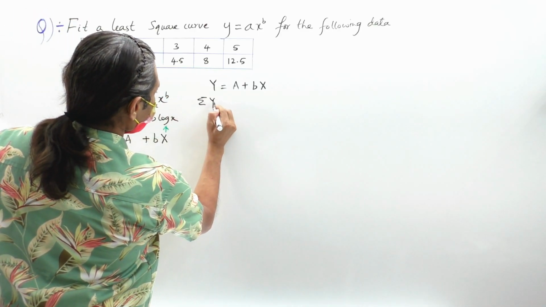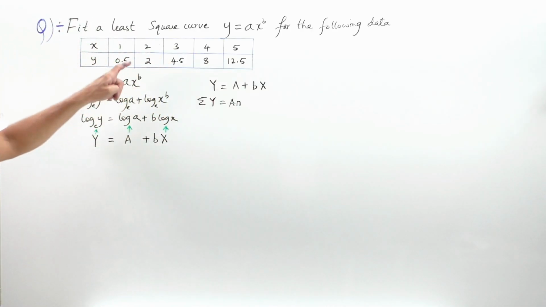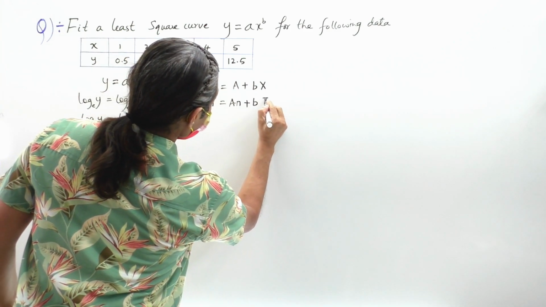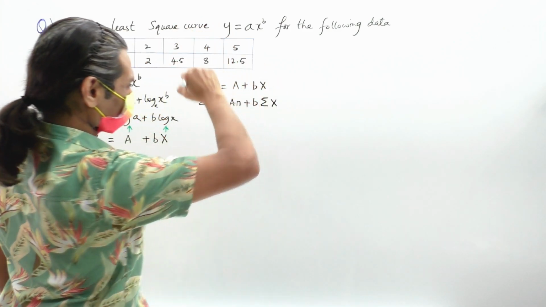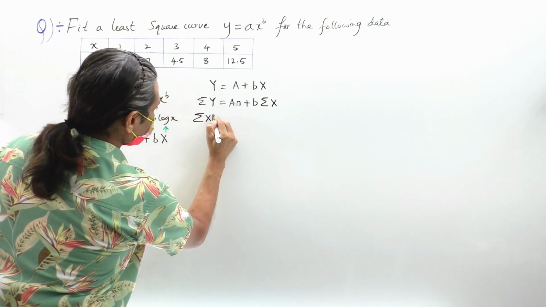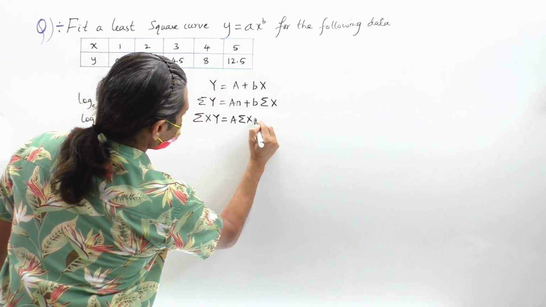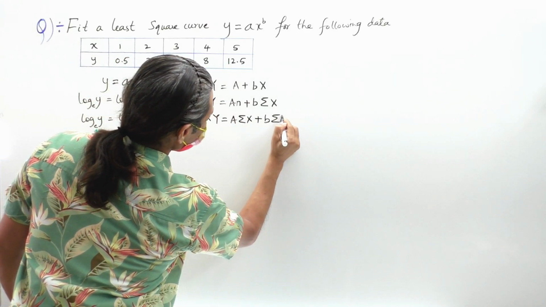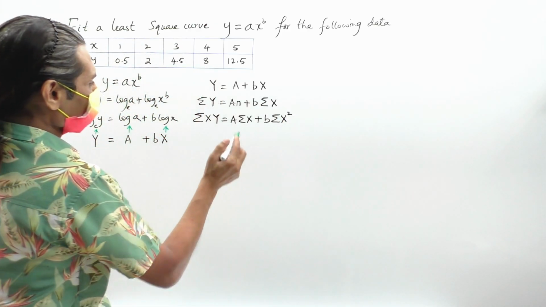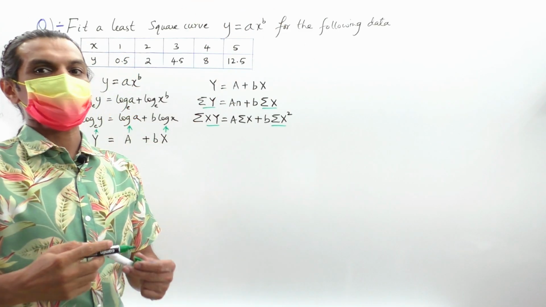So, summation of capital Y is equal to A into n. As I told you, wherever there is a constant, there are n terms; here the terms are 1, 2, 3, 4, 5, so it is 5 here, plus b into summation of capital X. Note that, do not make a mistake. Again, one more time: summation of capital X into capital Y is equal to A summation capital X plus b summation of X into X square. That is it, a beautiful fitting equation. So we need to find sigma Y, sigma XY and sigma X square by putting it into a table.